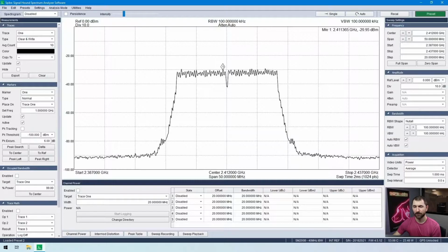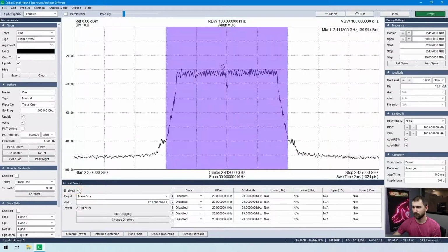The channel power measurement is enabled in the channel power dock. The channel power integration bandwidth or width can also be specified. With the channel power measurement active, you can view the measurement result here. It matches our expected output power of -10 dBm.